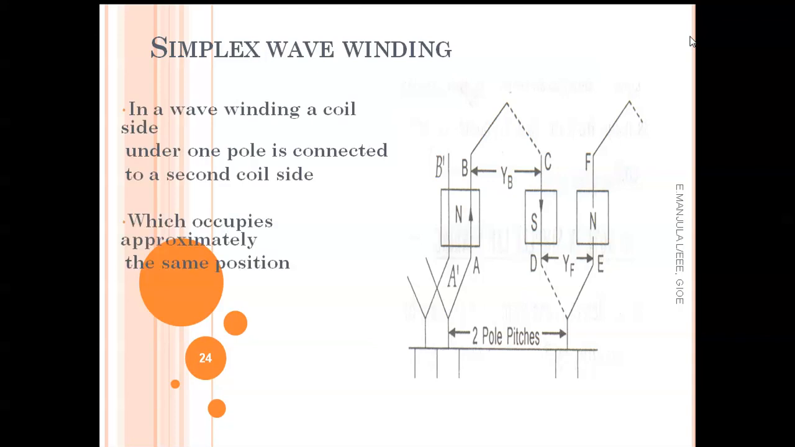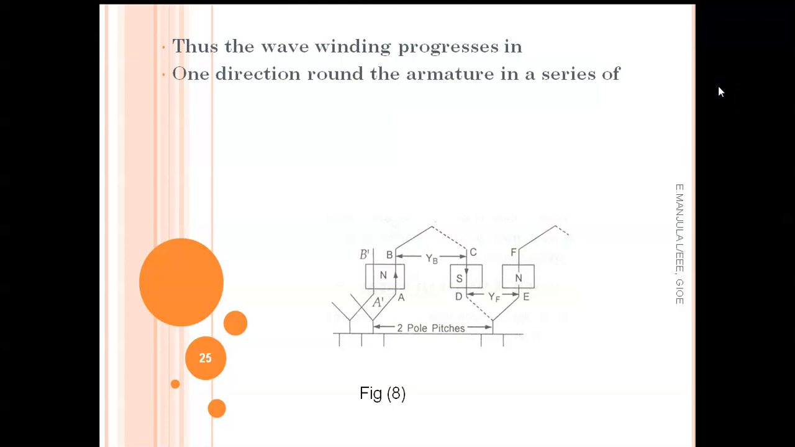So what is a simplex wave winding? In a wave winding, a coil side under one pole is connected to the second coil side, which occupies approximately the same position under the next pole, through the back connection. So if you see, this is the north pole and this is the south pole. Okay, so from here to here, which is approximately the same position, but it is lying under another pole. Okay, so like this it will be connected. Thus the wave winding progresses in one direction round the armature in a series of waves.